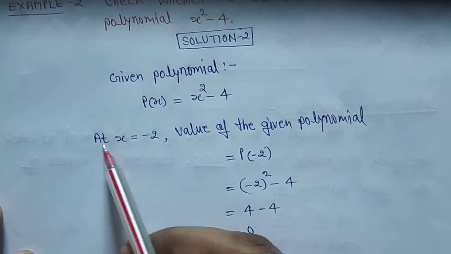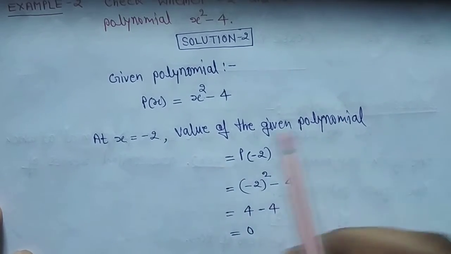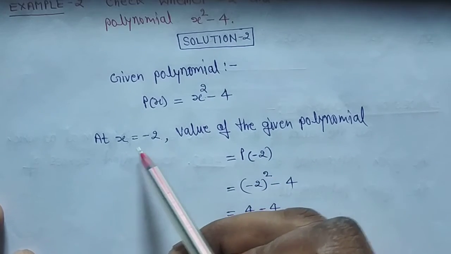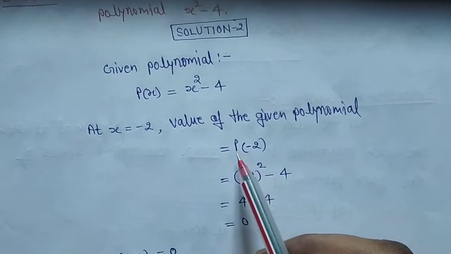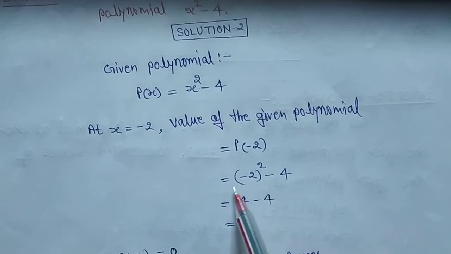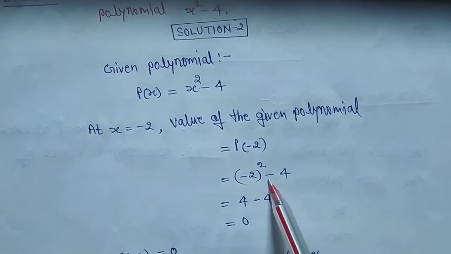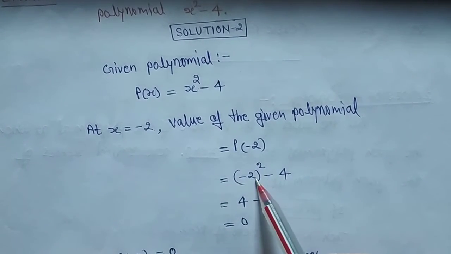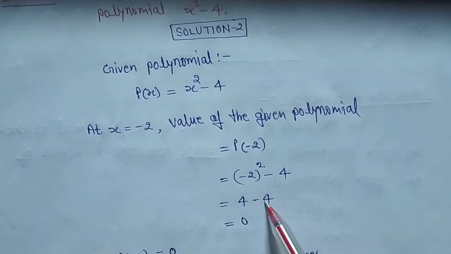Now, at x is equal to minus 2, the value of the given polynomial, the value of this polynomial at x is equal to minus 2 is p(minus 2) is equal to, here we put minus 2, then minus 2 square and minus 4. We know that minus 2 square is equal to minus 2 into minus 2. Minus 2 into minus 2 becomes plus 4. Plus 4 minus 4 is equal to 0.